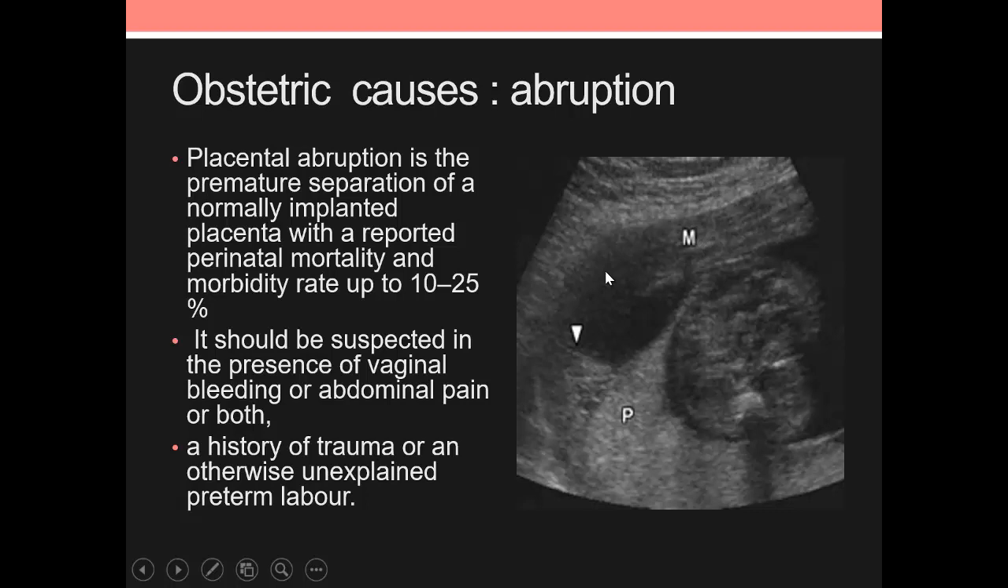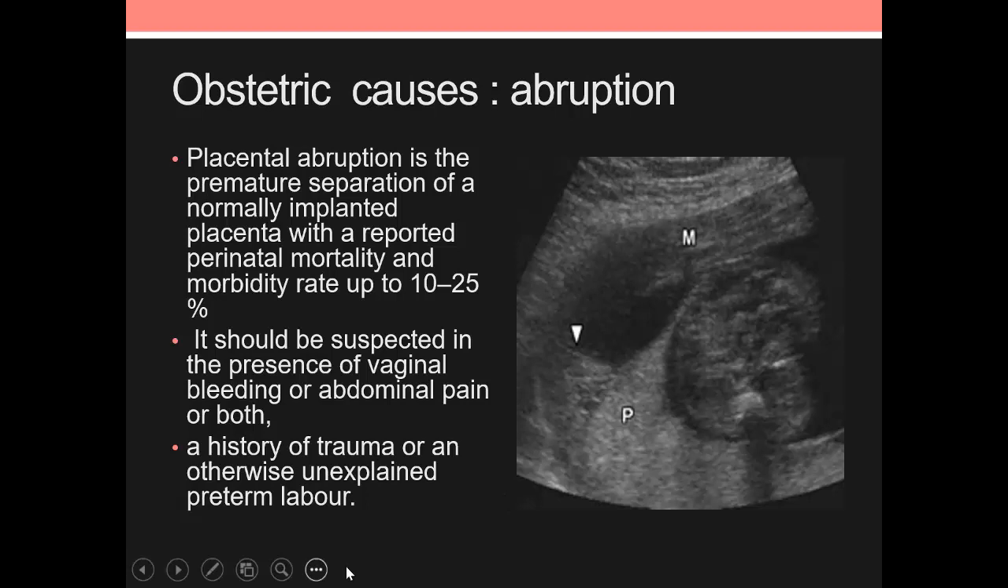This is placental abruption, the premature separation of a normally implanted placenta. In abruption, there is an acute angle with the edge of the placenta. There are many pitfalls, such as serpiginous vessels underlying. The patient may present with vaginal bleeding, and it is one of the causes of antepartum hemorrhage. So the patient can present with vaginal bleeding, abdominal pain, or both, or a history of trauma or otherwise unexplained preterm labor.